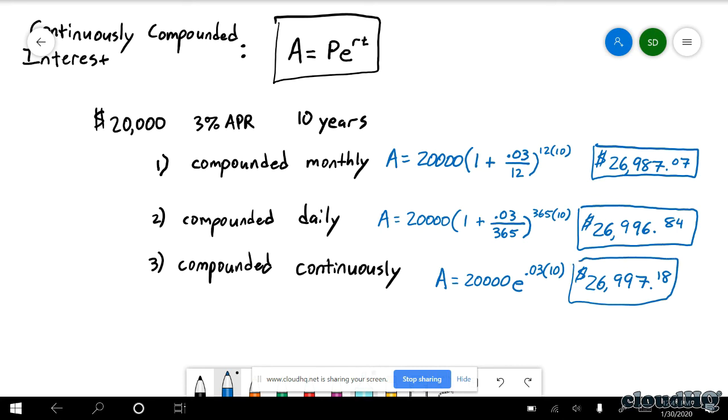Was it the best of the three options? Yeah, but it wasn't a big difference over daily. 34 cents or so. But we'll take it. All right, your question. Okay, so that concludes our notes over this section.